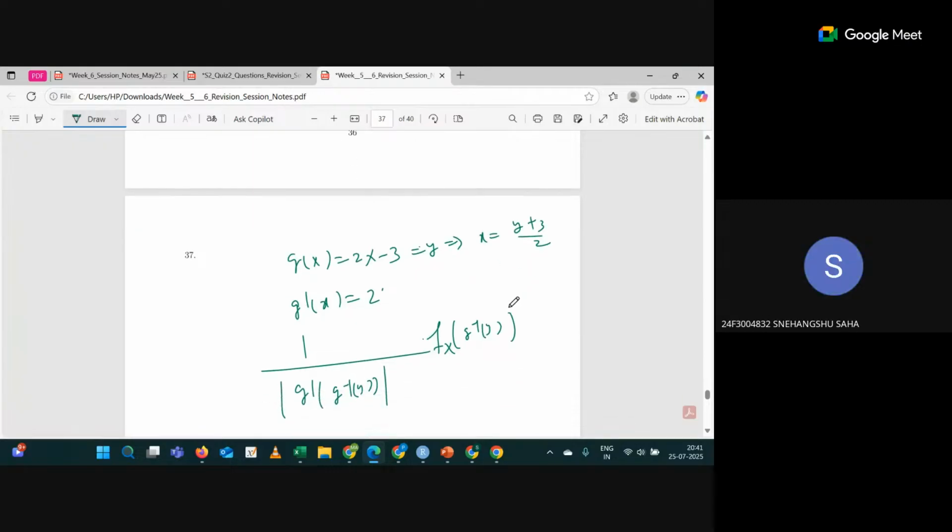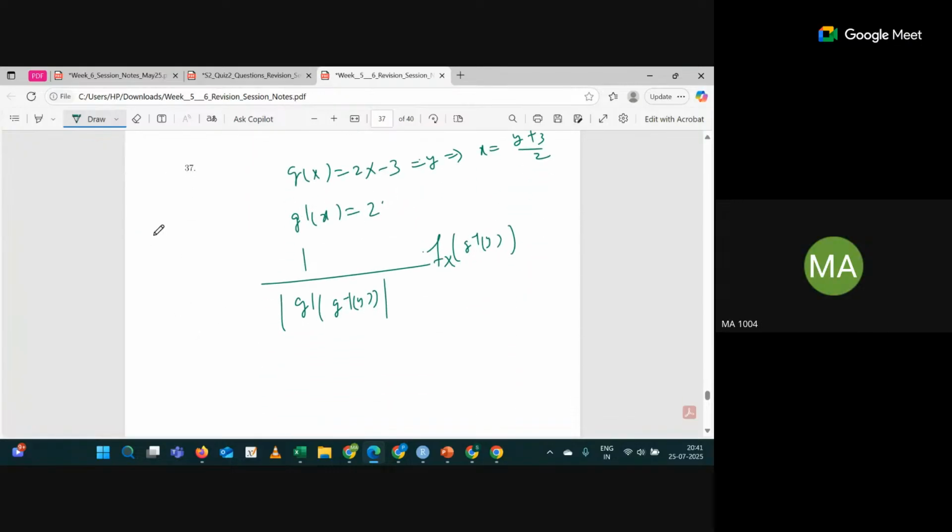Y plus 3 by 2. So if f_X(x) is x by 12, then what will be f_X(g inverse y) in terms of y? Y plus 3 divided by 24. Yes, 24. So this will be y plus 3 divided by 24 into 1 by 2. So y plus 3 divided by 48.